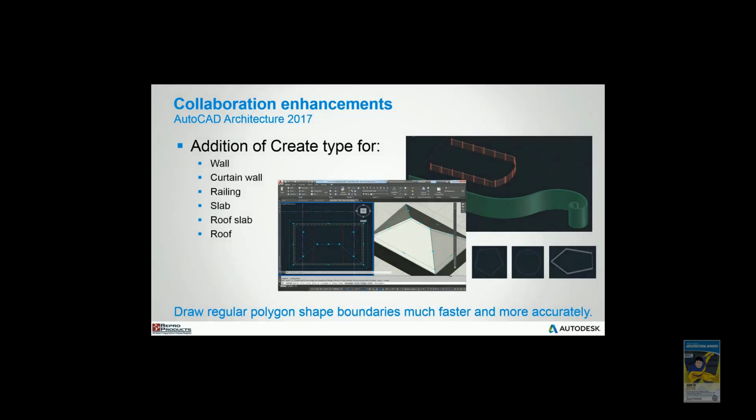You also have the ability, a nice little new feature, when you're working with the commands like wall, curtain wall, railing, slab, and roof, you can actually tell it to use a subcommand of a shape. For example, a rectangle, a circle, a polygon. So you can very quickly generate the data that you need to generate.